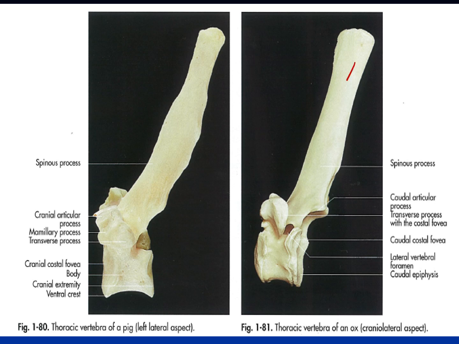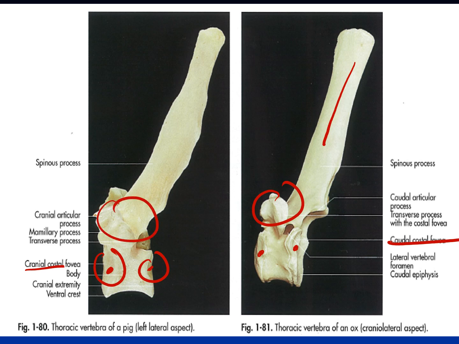So again, this is the spinous process, and here we have the transverse process, and here we have the body. In this area and this area we have the caudal costal fovea, and the one that you see here cranially is the cranial costal fovea, and this one here is the caudal costal fovea, and this one here is the transverse process.